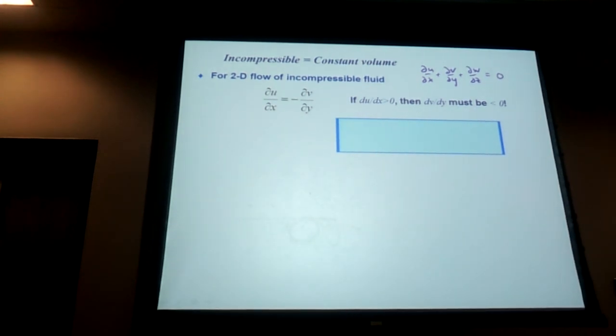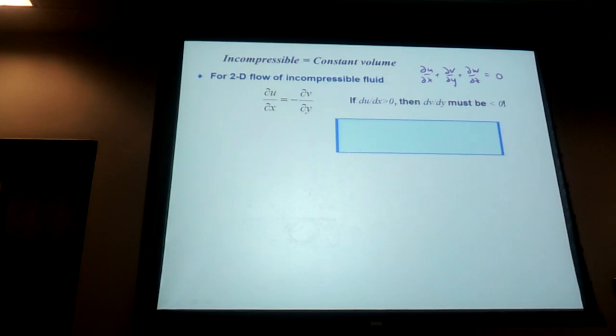And that's a statement of the conservation of fluid volume for an incompressible substance. And this is sort of a physical picture that I'd like you to keep in your mind every time you write this equation. Any questions?